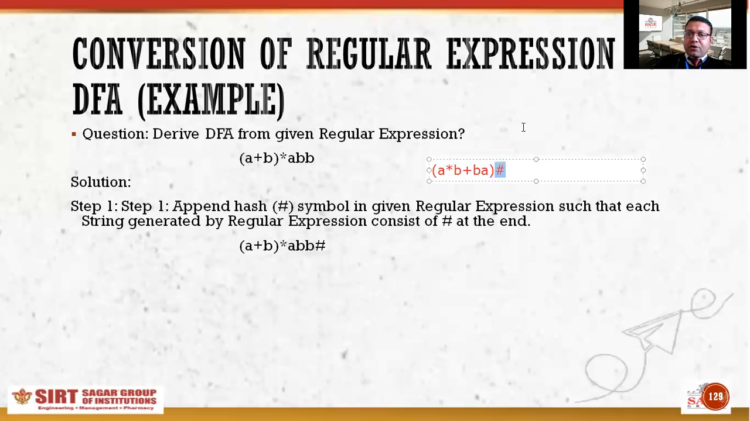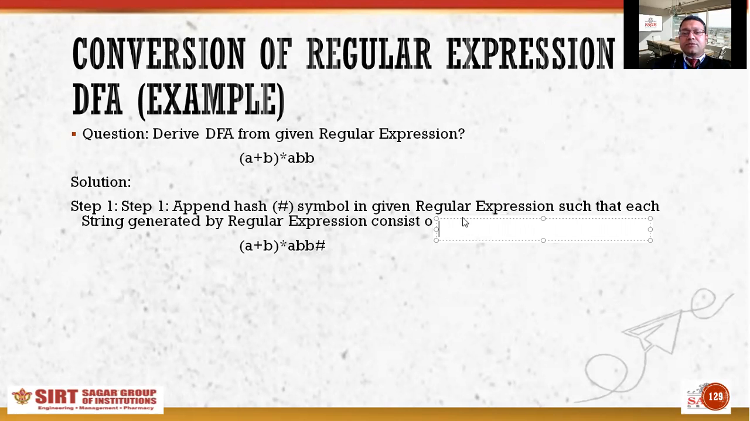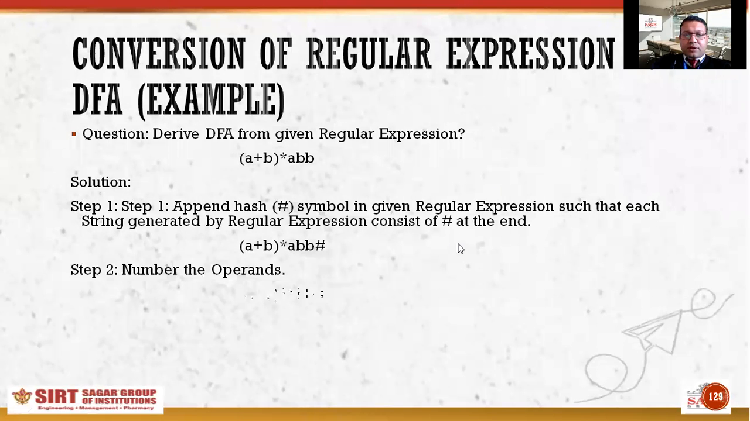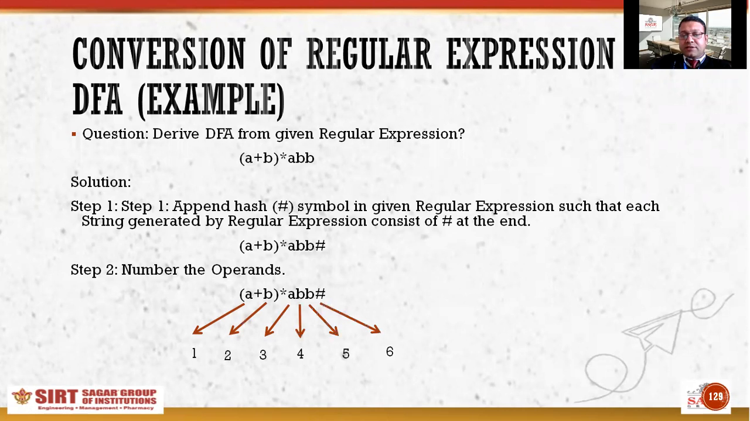Now here, if I talk about this example, there is no problem, because abb will be at the trailing end of each string. So I have appended hash simply without using any bracket. Now in the second step, I will number each and every operand, along with hash also, from left to right. So I will mark 1, 2, 3, 4, 5, and hash also 6. These are the numbers which I have assigned to these operands.